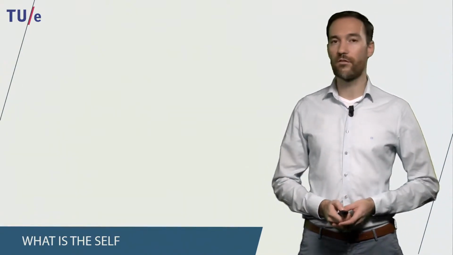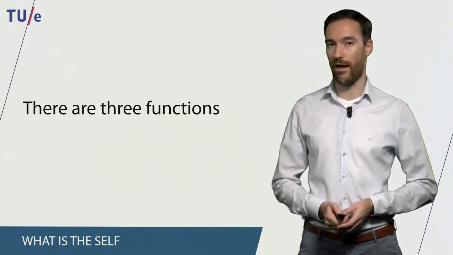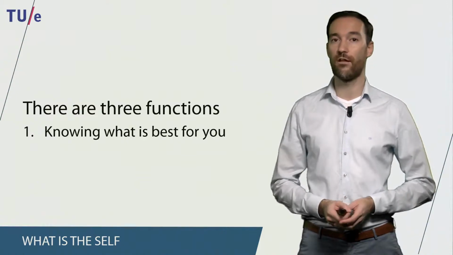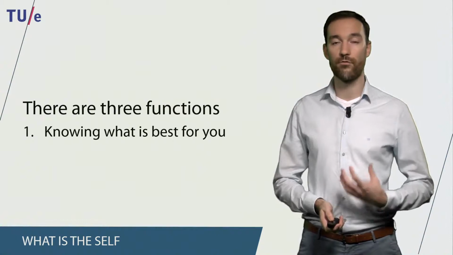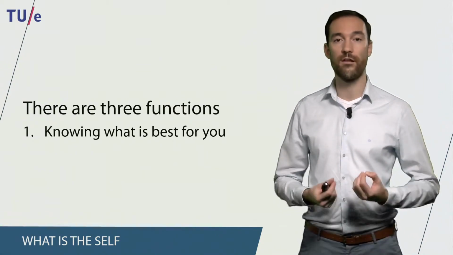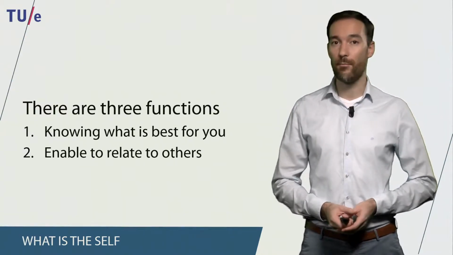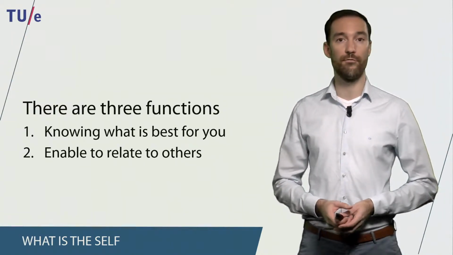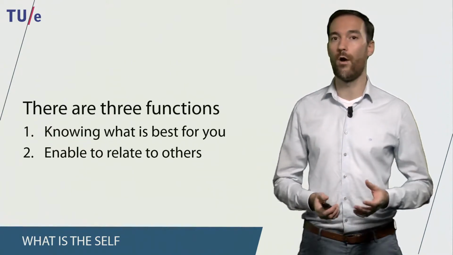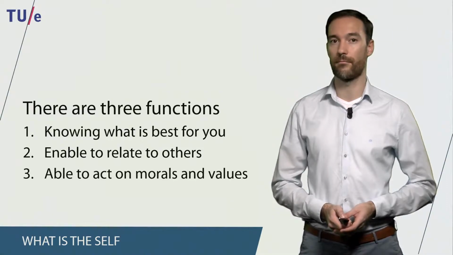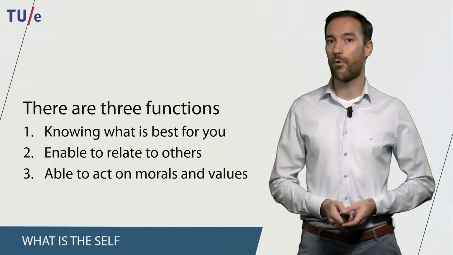When we want to describe what the self is, it is best to look at the 3 functions that the self has. The first one is that the self helps us to know what is best for us. And by knowing ourselves, we also know the things that we want and the things that we like. The second function of the self is that it enables us to relate to others. Because if we know the things that we like, it makes it easier to connect with other people who have similar preferences. The third function of the self is that it enables us to act on our moral beliefs and our values.